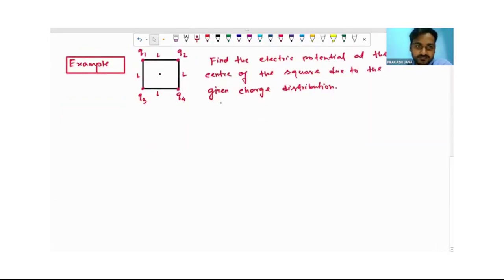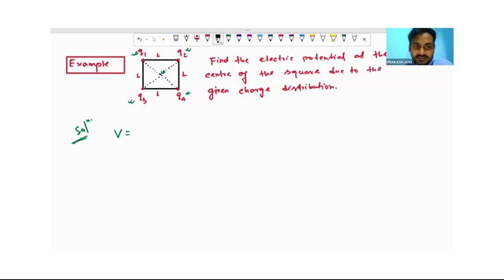Here 4 charges are there. We have to find the net potential at the center. This is the center. So V will be what? The potential will be due to the charge Q1, with the potential due to Q2, potential due to Q3, potential due to Q4. See, all the charges Q1, Q2, Q3 are at the equal distance from the center. So we have to find out what is the distance between the center and the charges.